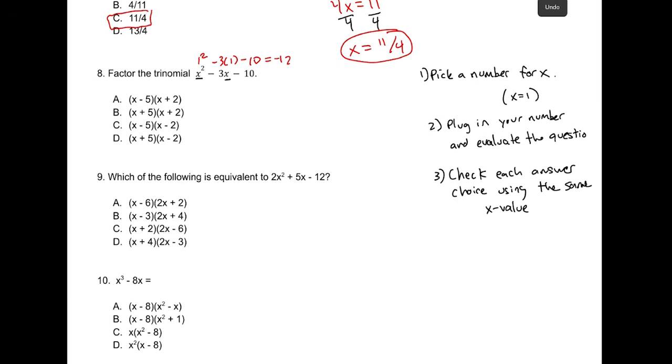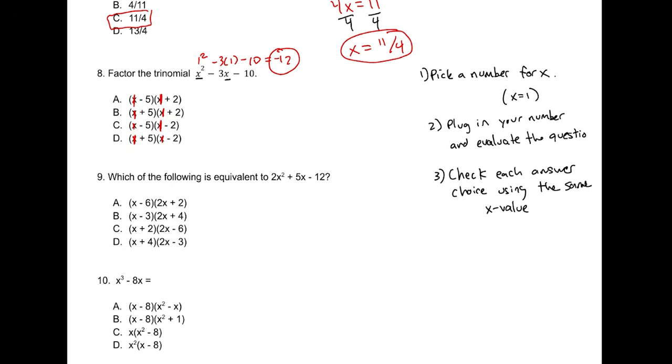So in my case, I'm still going to use x equals 1, and I'm just going to substitute that in everywhere where I see x for each one of these answer choices, and then use the calculator to evaluate. And the one that equals negative 12, which is what I got for the original problem, that's going to be the answer. Now, if you master this strategy, you never have to do any of these factoring problems. You can just plug in your numbers and figure out what it equals.